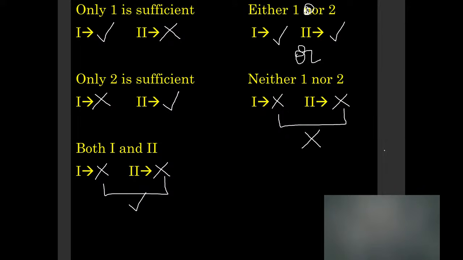Next, both one and two means from one you will not get the answer, from two also you will not get the answer. After combining both one and two, then only you will get the answer. So in that scenario, the answer will be both one and two are required. Okay, let us go to the first question. Based on solving some questions, you will be completely aware of this topic. But before that, take a screenshot of this one because this will be very, very useful to you throughout this topic.